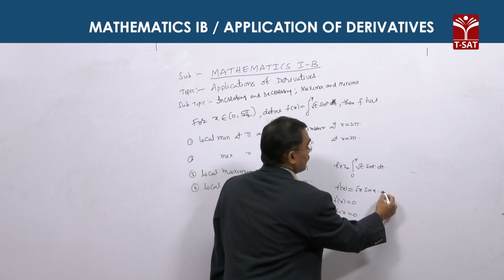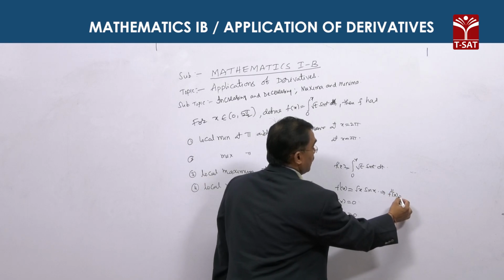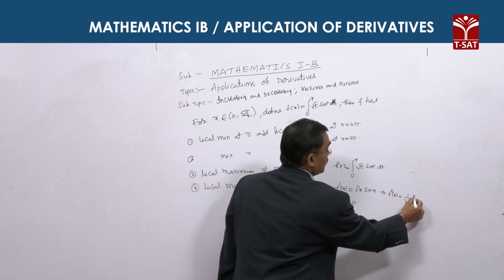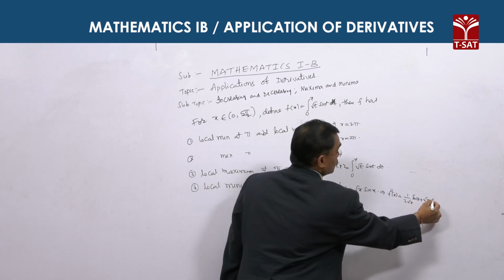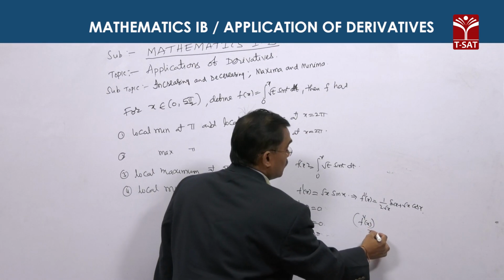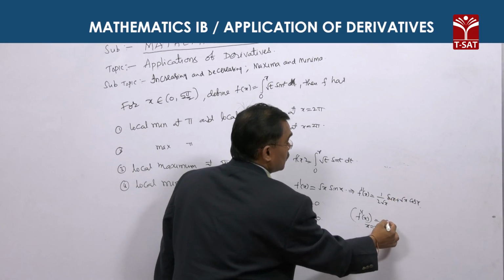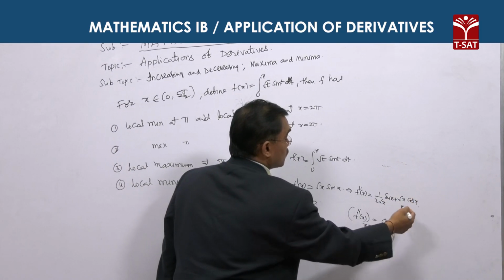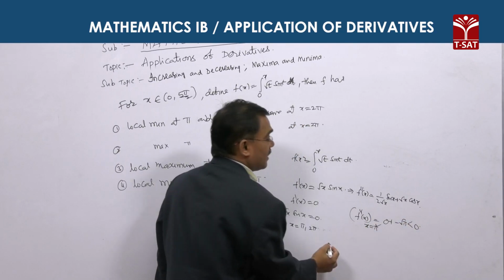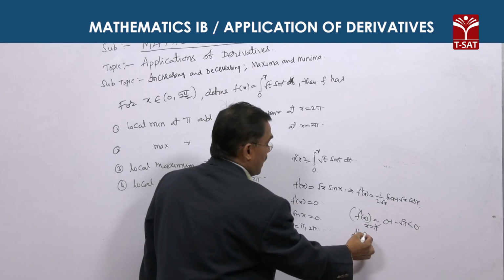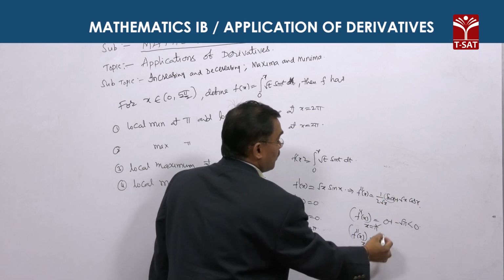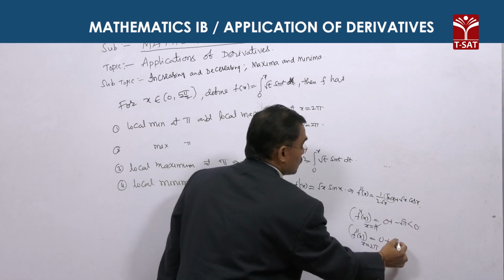Next we find f''(x) to decide maximum or minimum. f''(x) = (1/(2√x)) sin x + √x cos x. At x = π, sin π is 0 and cos π is -1, so the value is -√π, which is negative. That means a maximum at π. Now f''(x) at x = 2π: sin 2π is 0 and cos 2π is +1.